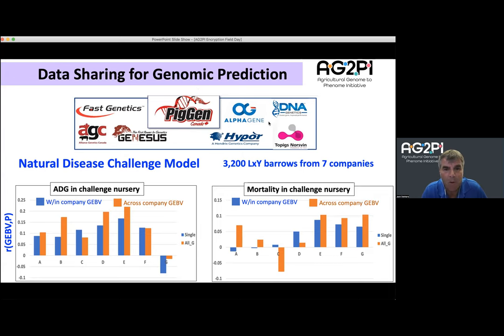The next poll. In your role as a data user, do you use data for AG2P research that was generated mostly in industry? So now we're looking at the data you get from others. Or mostly in academia, or both? You get some data from industry and you get some data from academia.